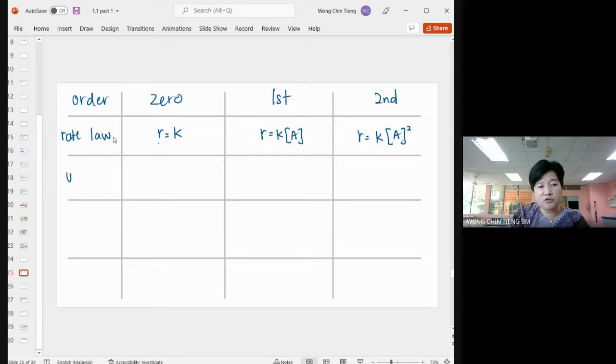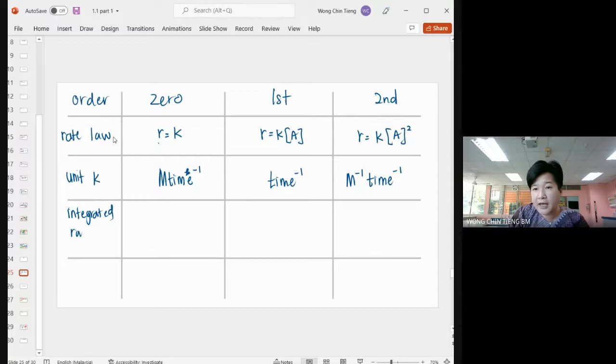Then we move on to the unit of k. Unit of k, very, very important, because from that, you need to identify what they are. So this one is time negative 1. This one is concentration negative 1 time negative 1. Why is this important? Because this will determine what formula you are using down here. It will determine this one, and we talk about that.